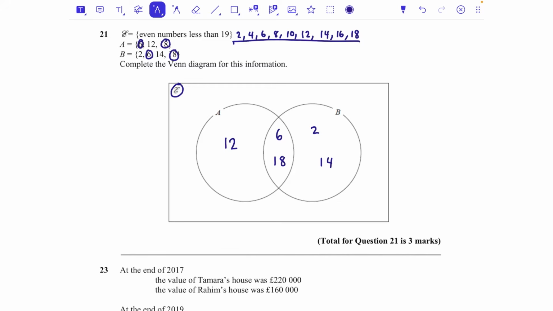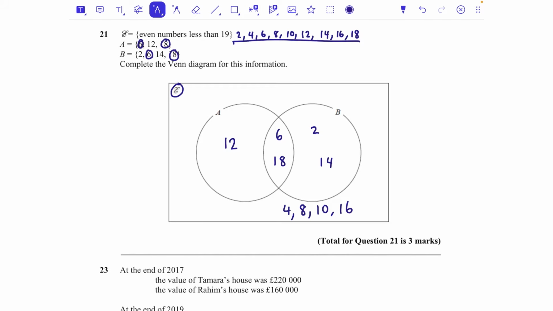So let's just work through. We've got 2, 4, 6, we've got 8, we need 10, 12, 14, 16 and 18 is there. So those 4 numbers that weren't in A or B need to go on the outside.